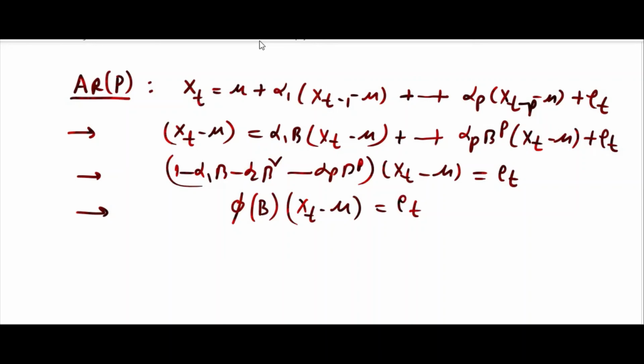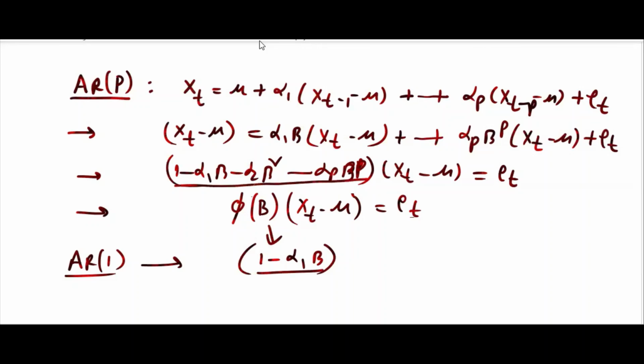Now if you consider AR(1), then p will be 1 here, okay. Here p, if you put 1, you will get only 1 minus alpha B. Phi(B) will be only 1 minus alpha B. You check this one, you put p equal to 1, okay, for AR(1). So it will be 1 minus alpha 1 B, or alpha B if you want, because there are no more alpha 2, alpha 3 here. Then (1 minus alpha B)(xt minus mu) is equal to et, okay.